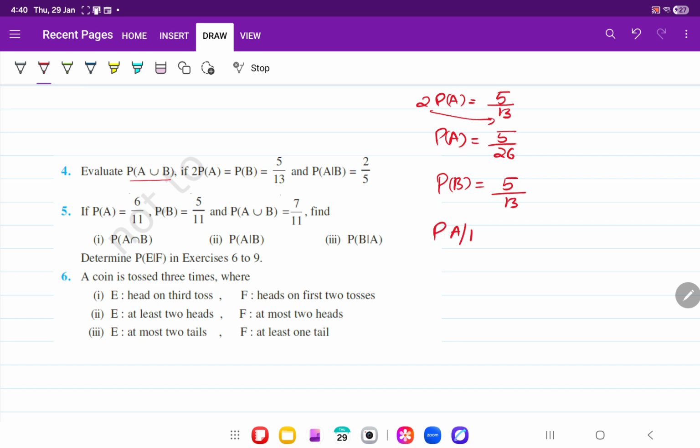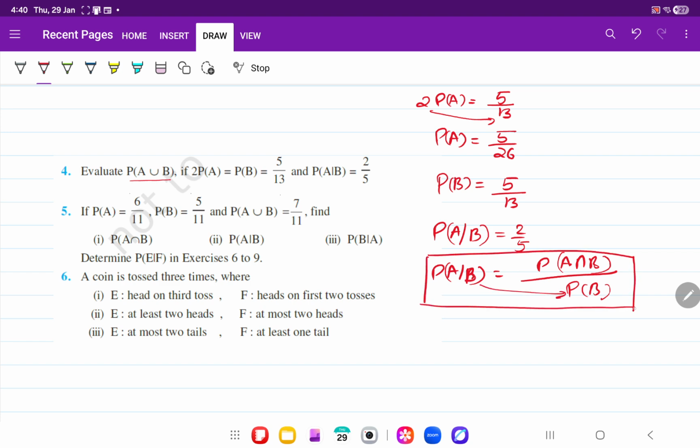Then they have given P(A|B), A when B has happened, is 2 by 5. They want to know A union B, correct? So let's write the A by B formula: P(A intersection B) by P(B). What you have to remember is whatever is in the denominator, it comes here. So this is the basic formula that we are using. So this is 2 by 5, P(A intersection B) we don't know, and P(B) is 5 by 13. Correct? So this will go there and multiply.